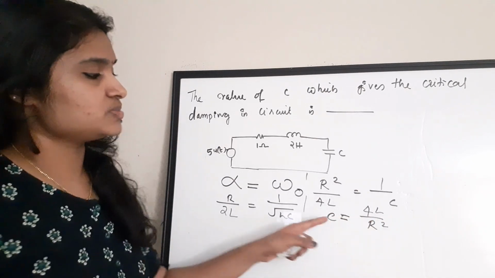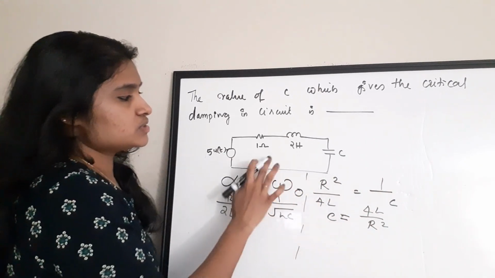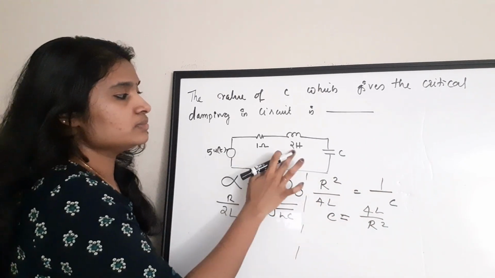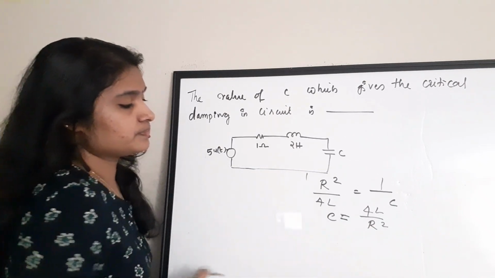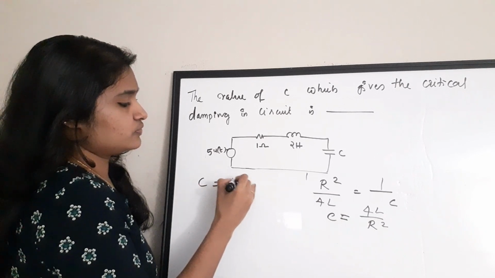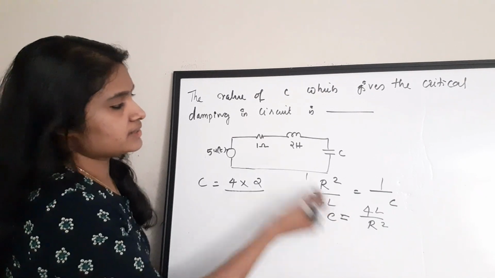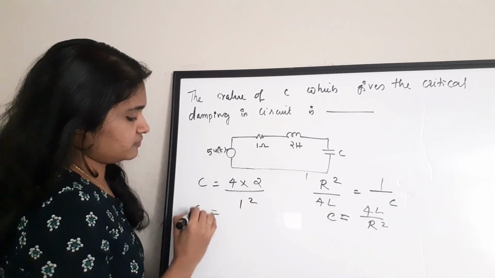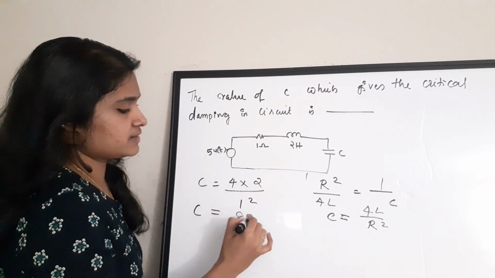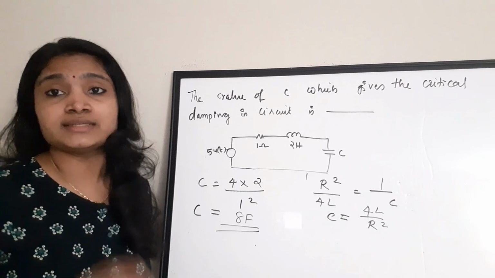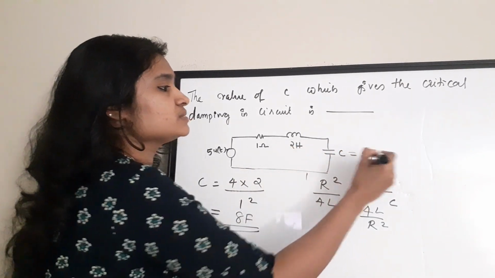Right. Now you need to substitute in C is equal to 4L by R square. R is 1 ohm, L is equal to 2 Henry. I'm going to substitute and find C is equal to 4 into 2 by R square, R is 1, so 1 square. So you will get the value of C is 4 into 2 by 1, which is 8 farads. The value of C obtained is 8 farads, the value of this capacitance when the system is critically damped.